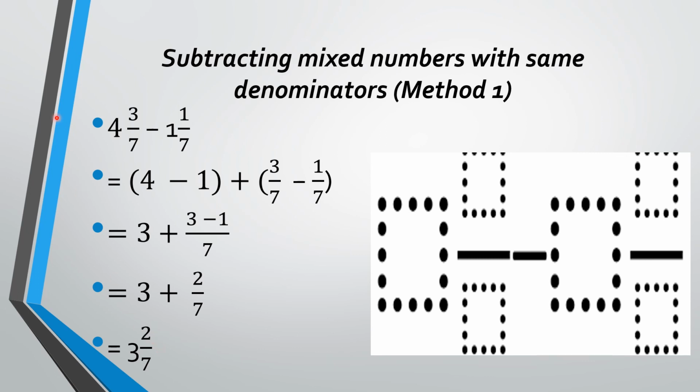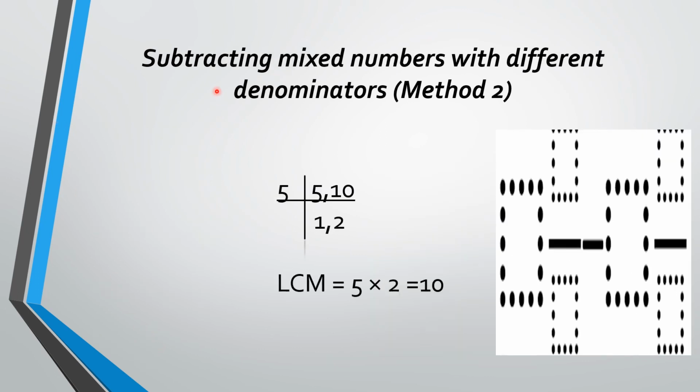Very easy. Now we will subtract mixed numbers with different denominators. Here I am using method 2. So see here, 6 and 3 by 5 minus 2 and 3 by 10. These are mixed numbers. So at first we will convert these mixed numbers into improper fractions. So here it is: 6 5s are 30, 30 plus 3, 33 by 5, minus 10 2s are 20, 20 plus 3, 23 by 10.